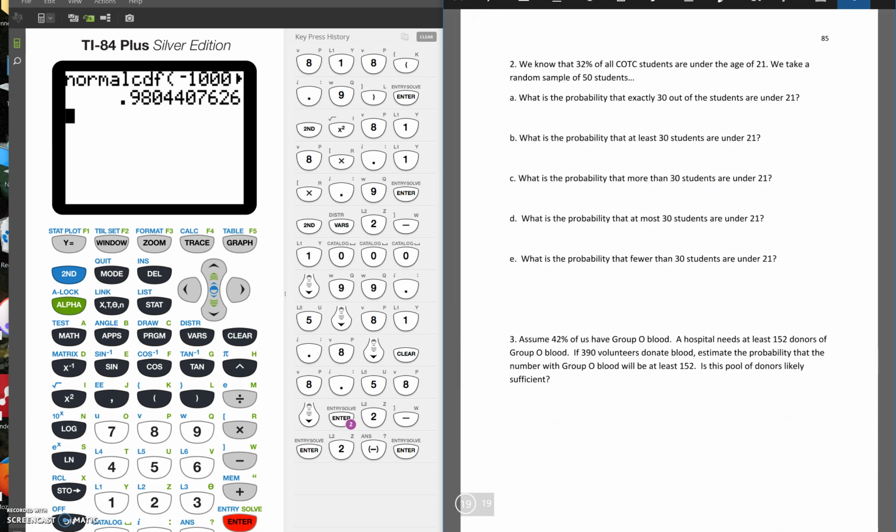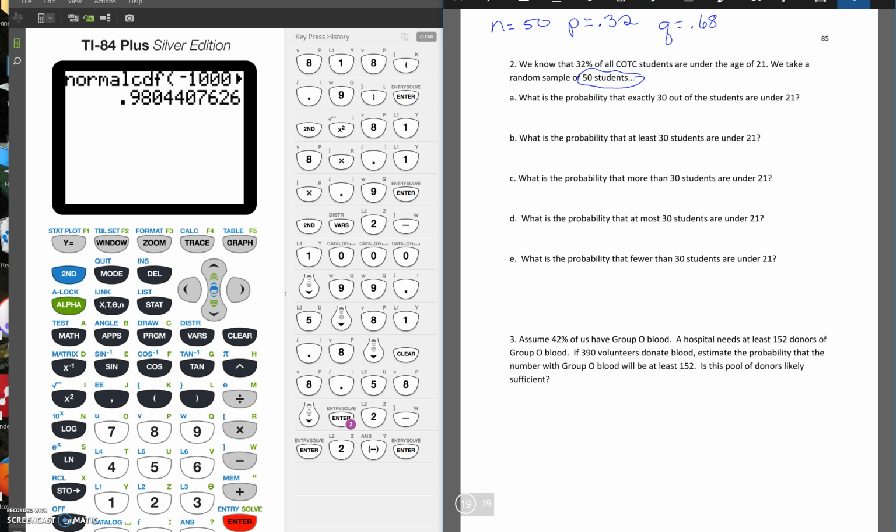Okay, we're going to look at two more examples. Here's one with many parts so you can see how we're actually going to make the intervals. We know that 32% of all COTC students are under the age of 21. We take a random sample of 50 students. So our n is 50. Our probability that a student is under 21 is 32%. So our probability that someone's not under 21 would be 68%, if you do 1 minus 0.32.